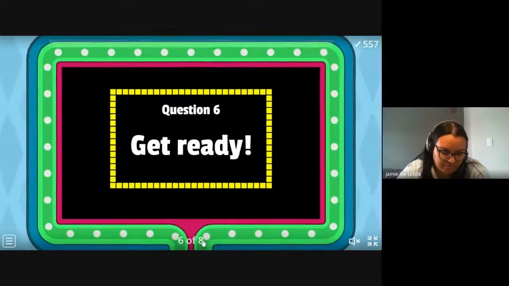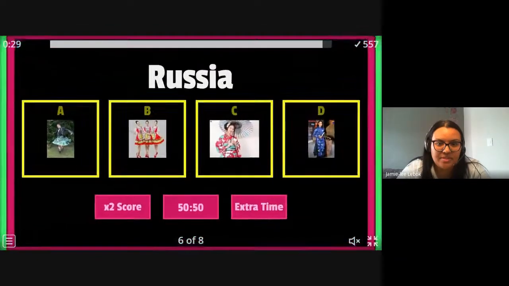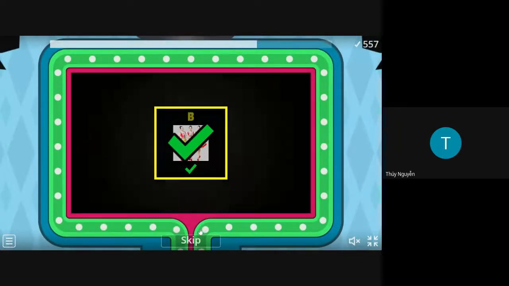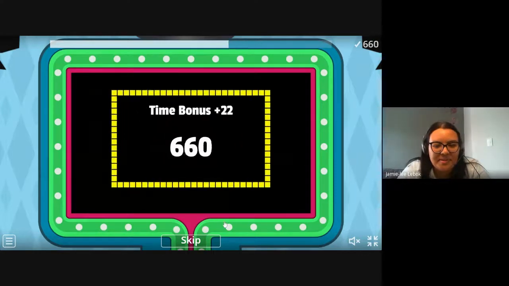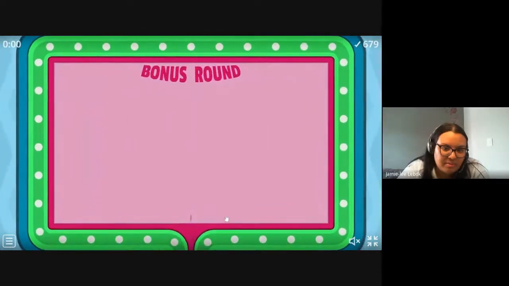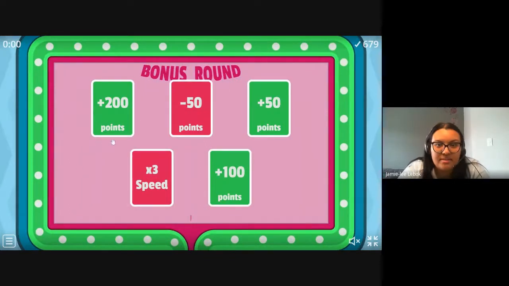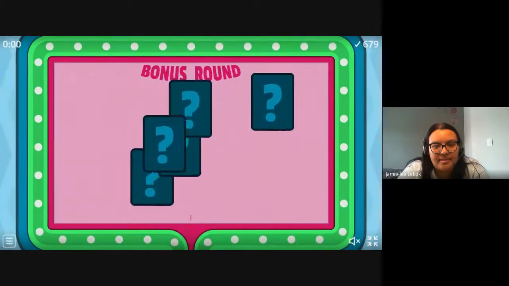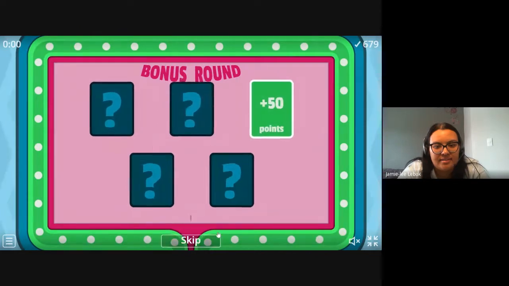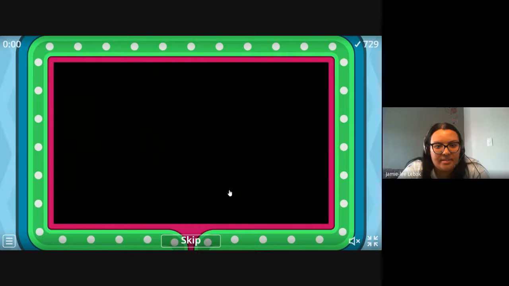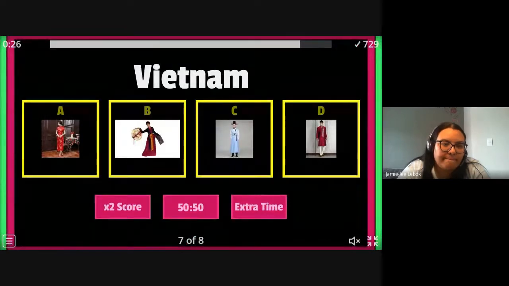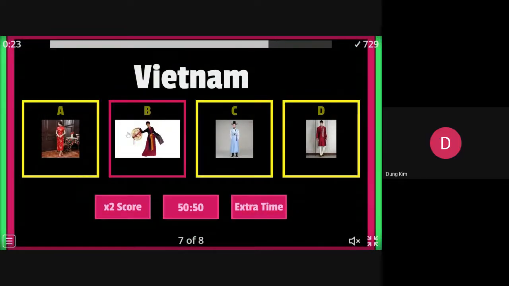Okay, and the next one is for you, T. T, which picture is from Russia? B. Okay, very good. So far, we're doing great with all the outfits. We have a bonus round, then we have two more questions. Beauty, the next question will be for you. Okay, here you go, Beauty. Question seven. Which picture is from Vietnam? B. Okay.